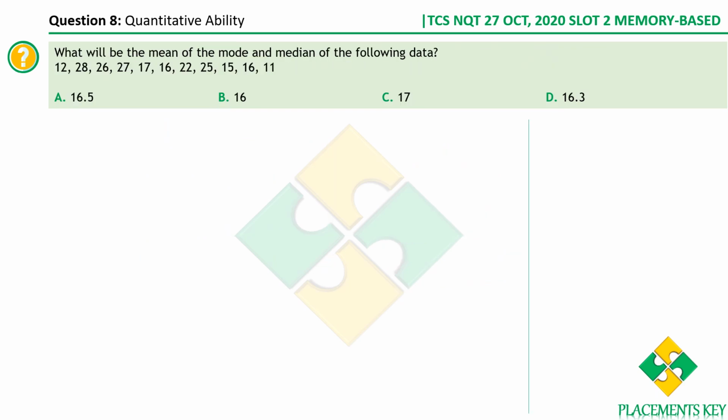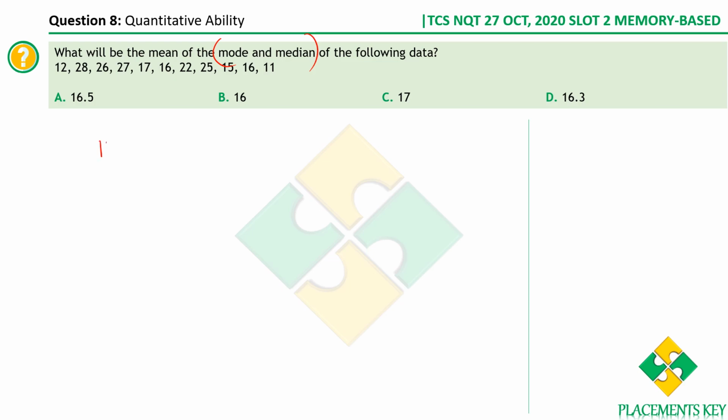What will be the mean of the mode and median of the following data? Okay, so how do we get the value? First we need to know the mode. What is mode? The frequently repeated observation, and the median is the middlemost observation. So let me first write this in ascending order, because median requires ascending or descending order.